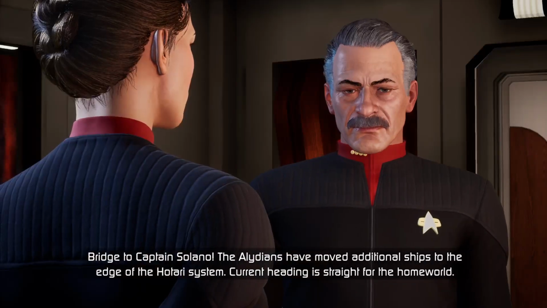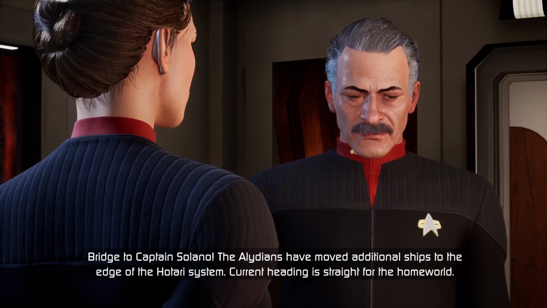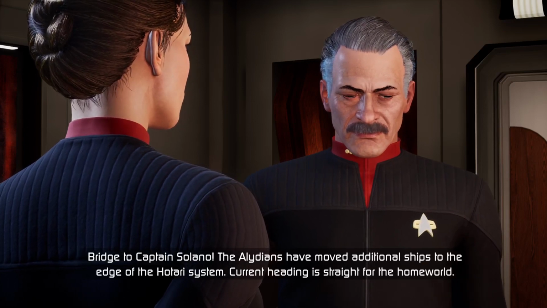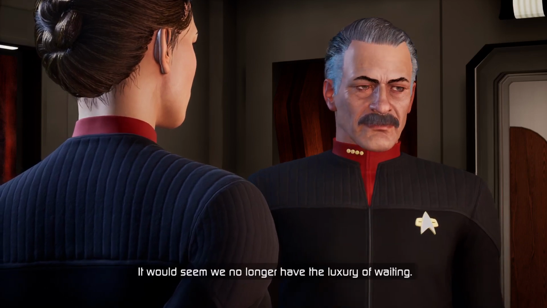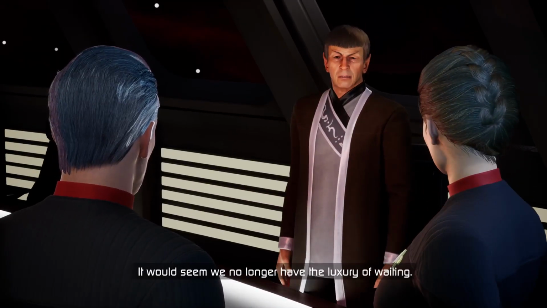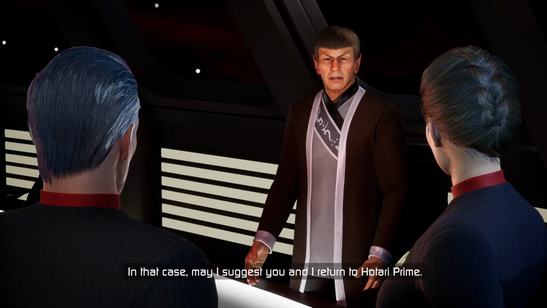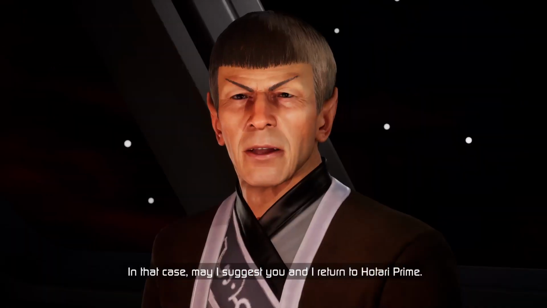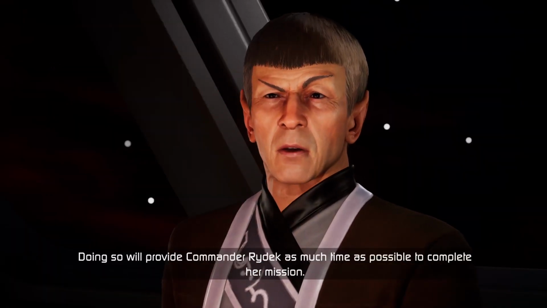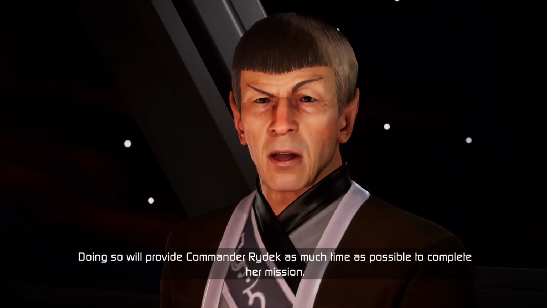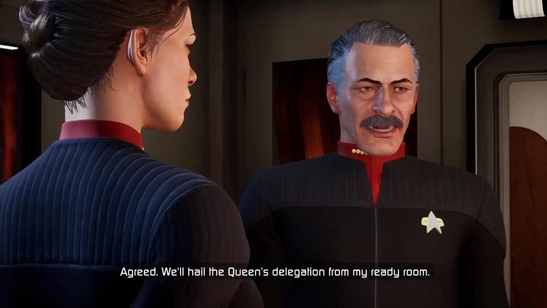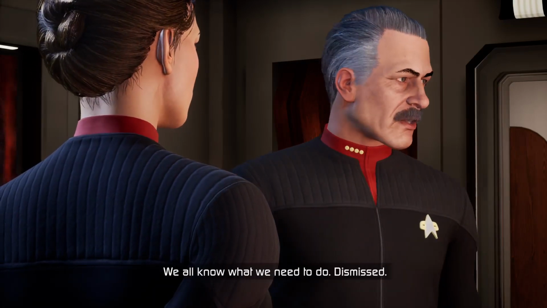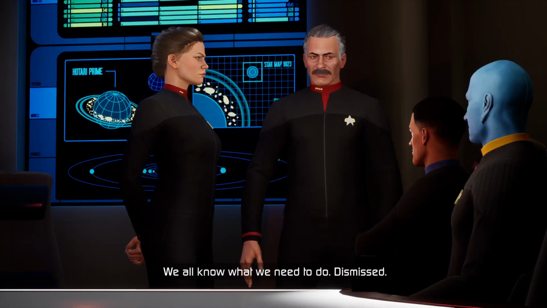Bridge to Captain Solano. The Elydians have moved additional ships to the edge of the Hotari system. Current heading is straight for the homeworld. Understood. It would seem we don't have the luxury of waiting. In that case, may I suggest you and I return to Hotari Prime. Doing so will provide Commander Rydek as much time as possible to complete her mission. Agreed. We'll hail the Queen's delegation from my ready room. We all know what we need to do. Dismissed.